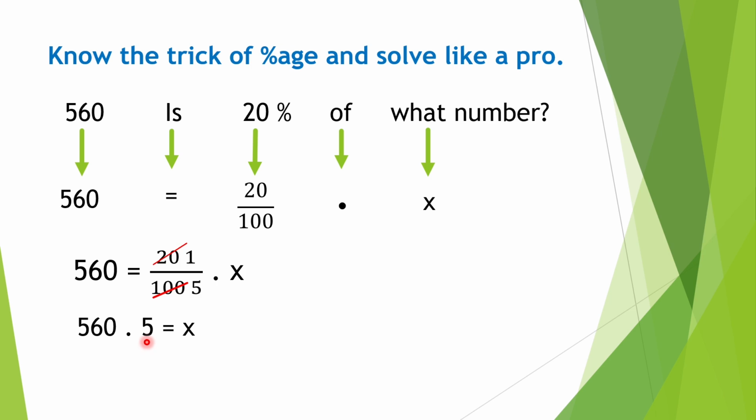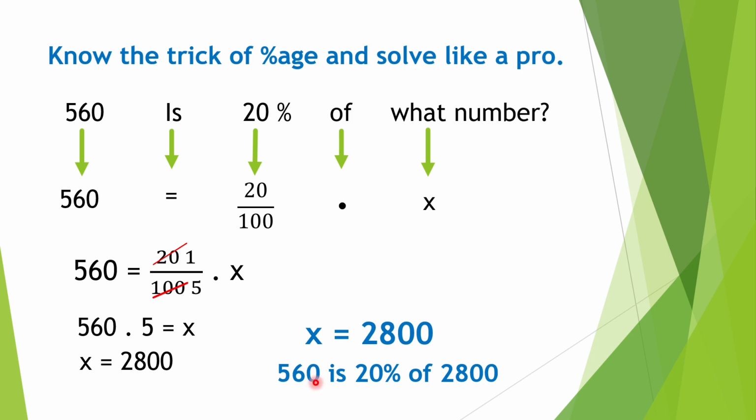Now we will multiply this 5 with this 560. So it will become x equal to 2800. So this is the required number, that is x is equal to 2800. So you can say 560 is 20% of 2800. So 560 is 20% of 2800.